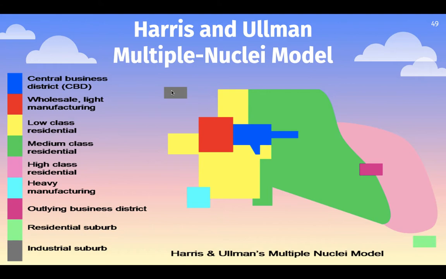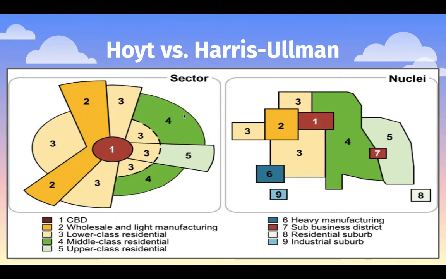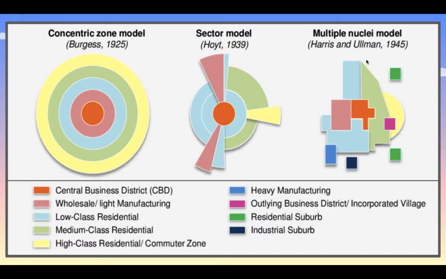And so this is very different from what we saw in the previous two models. We have these multiple nuclei that are breaking up the models that Hoyt and Burgess had developed, which were based on one nucleus, right? One focal point. Instead, these have multiple focal points: industrial areas, manufacturing, business districts, things like that. And here's a comparison of the sector model to the nuclei model, and you can see those multiple nuclei kind of spread around there. And then all three of them together.